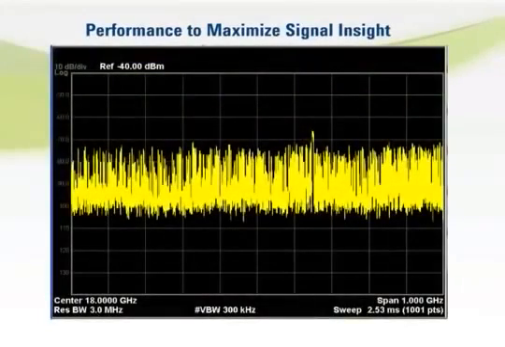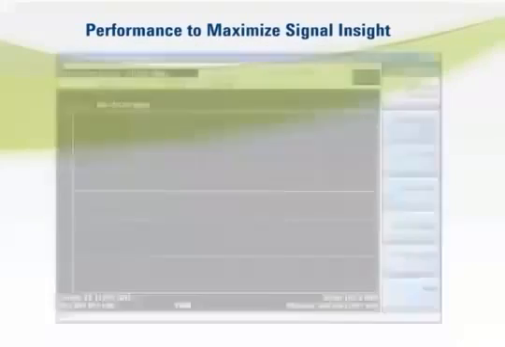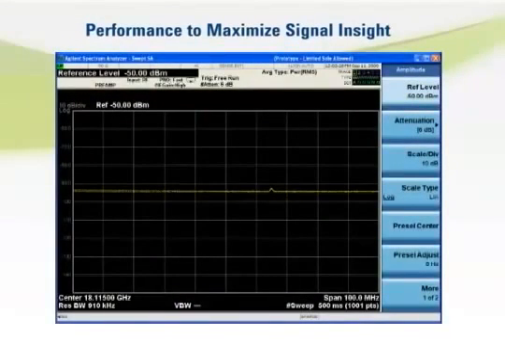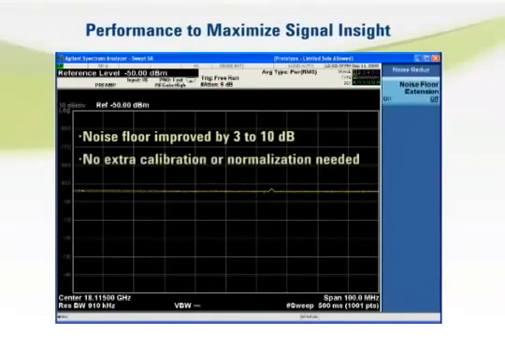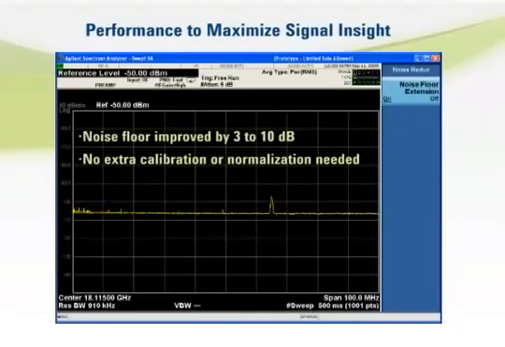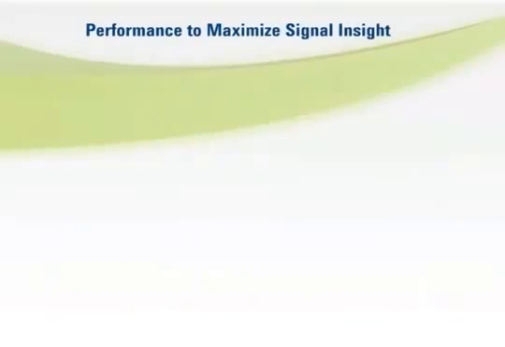Noise can make measurements such as spur searches slow and limit sensitivity and accuracy. In the PXA, a new technique removes significant noise from spectrum measurements. The analyzer's already low noise floor is so precisely characterized that it can be accurately and automatically subtracted from spectrum and power measurements. This new noise floor extension technique improves the measurement noise floor by 3 to 10 dB, improving accuracy and speed for small signals.